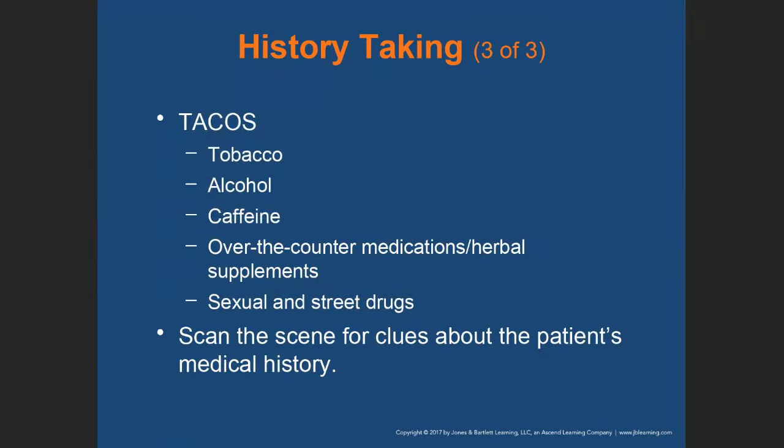History taking, a mnemonic to consider: TACOs. The T is tobacco, the A is alcohol, C is caffeine, O is over-the-counter medications or herbal supplements, S is sexual or street drugs. Things to consider: scan the scene for clues about the patient's medical history.